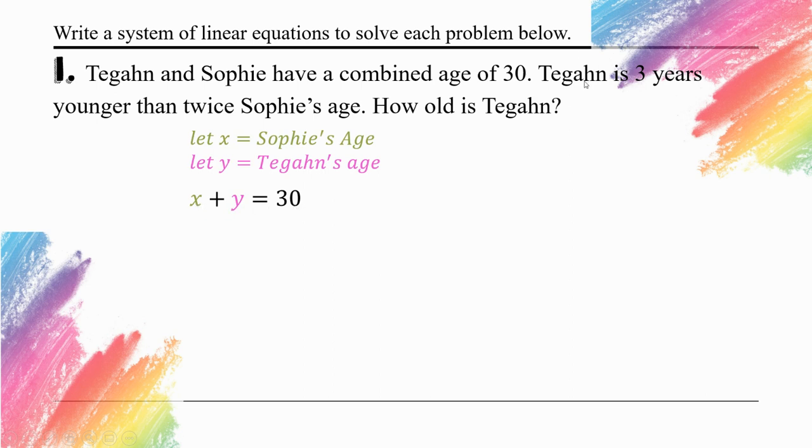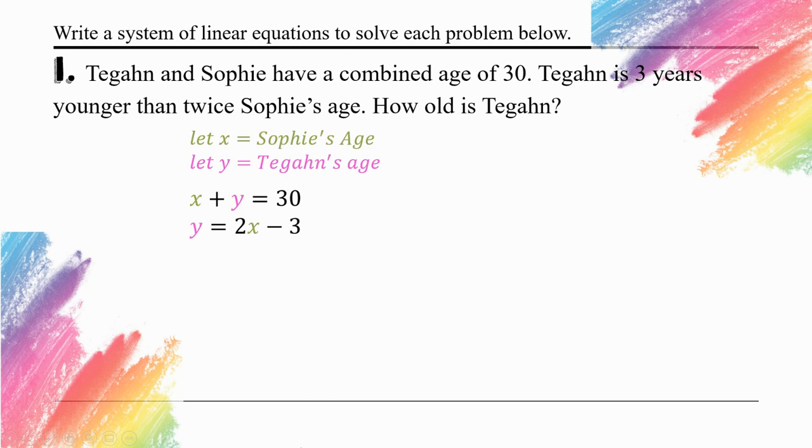The next equation comes from the next sentence. Tegan is 3 years younger than twice Sophie's age. All right, so Tegan's age, we would use y to represent that. When we see is, we'd put an equal sign. 3 years younger than twice Sophie's age. When you see the word than, you flip the order. So we would write twice Sophie's age first and then the minus 3. So Tegan's age is twice Sophie's age minus 3.